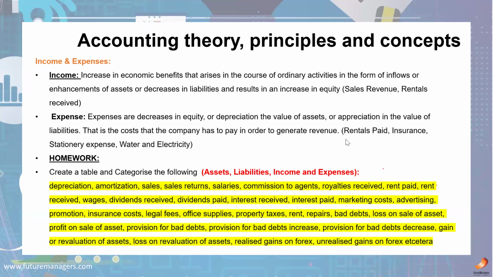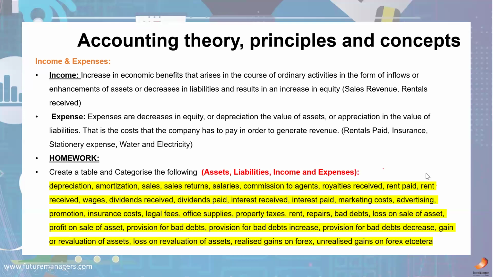So I have a list over here of different things, which you can categorize as an asset, a liability, an income, or an expense. The reason why I do this is these are common terms that you are going to see within your exam. Your lecturer is going to say, okay, there's insurance, there is provision for bad debts, there is property taxes, there is advertising. So you just need to be aware what those things are so that you are able to classify them correctly when you prepare your statement of financial position, when you prepare your statement of comprehensive income, etc.